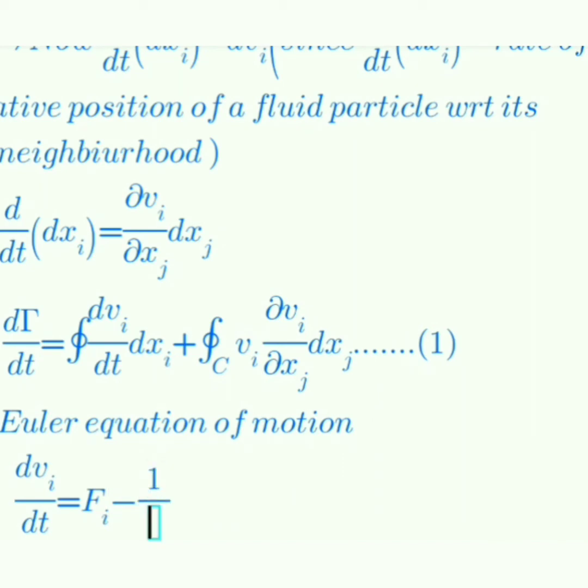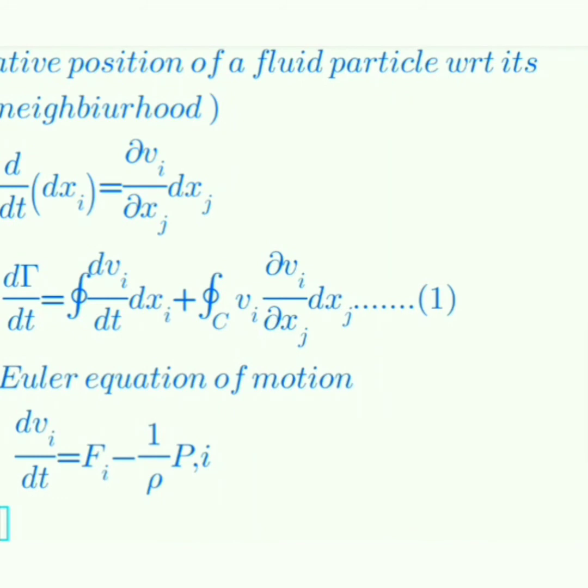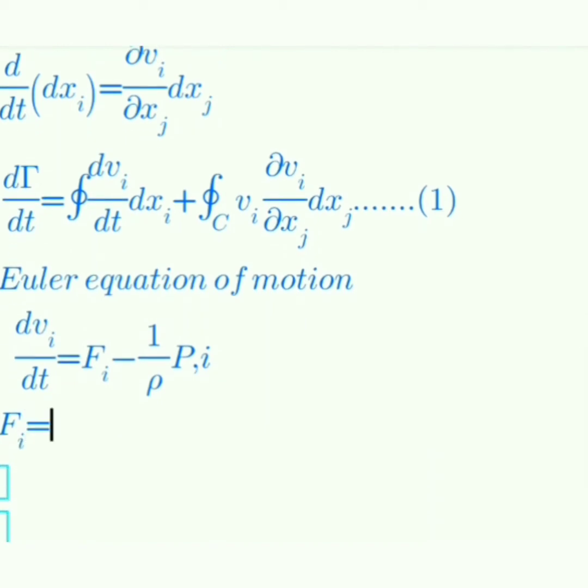1 by rho comma P, capital P, comma I. This is the total Euler equation of motion, friends. So Fi, whatever you get, Fi equals to... Fi means the conservative body force. Fi is the conservative body force.